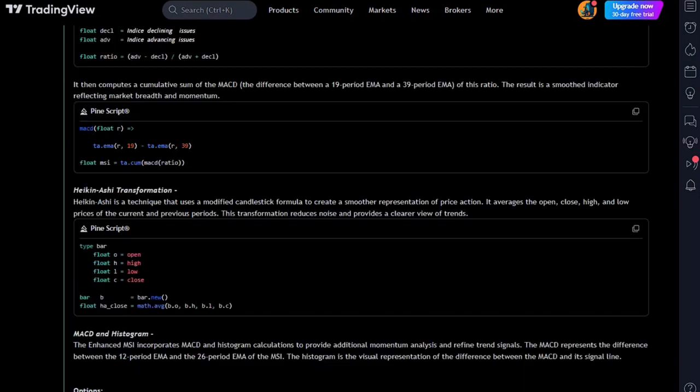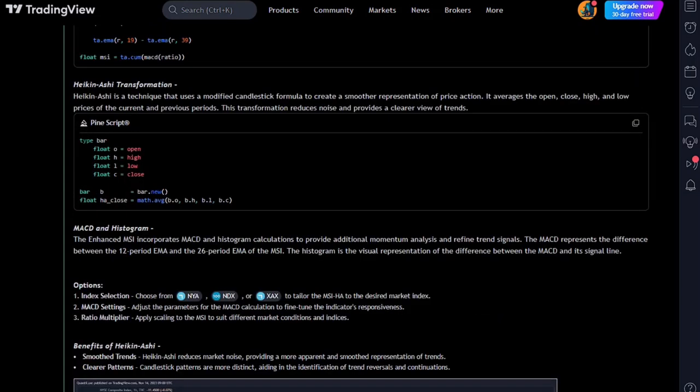Now here's where Heikin-Ashi comes into play. This technique uses a modified candlestick formula to create a smoother representation of price action. By averaging the open, close, high, and low prices of current and previous periods, Heikin-Ashi reduces noise and provides a clearer view of trends. The enhanced MSI also incorporates MACD and histogram calculations, refining trend signals and offering additional momentum analysis. The MACD here represents the difference between the 12-period EMA and the 26-period EMA of the MSI, and the histogram visually represents the difference between the MACD and its signal line.